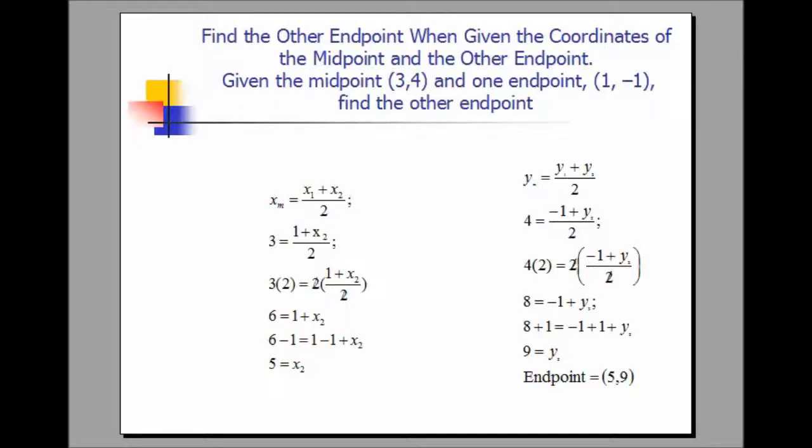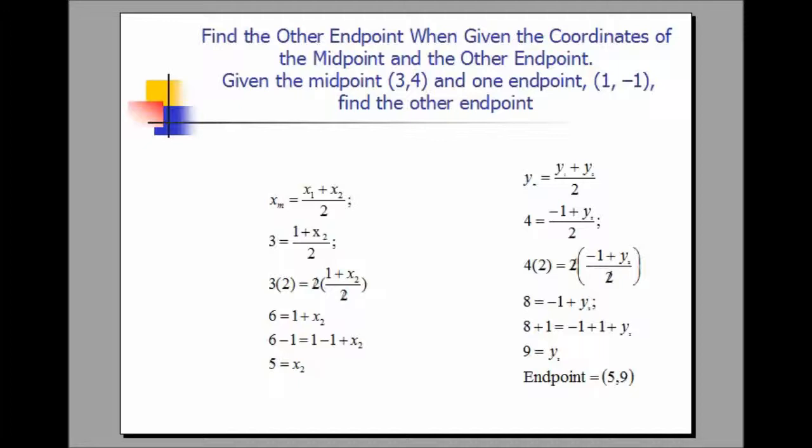First, find the x-coordinate of the midpoint. Substitute into x sub m equals x sub 1 plus x sub 2 over 2. The x-coordinate of the midpoint is 3, therefore we replace x sub m with 3. The x-coordinate of one endpoint is 1, we replace x sub 1 with 1. We don't know the other endpoint yet, therefore x sub 2 remains x sub 2. We have the expression 3 equals 1 plus x sub 2 over 2.